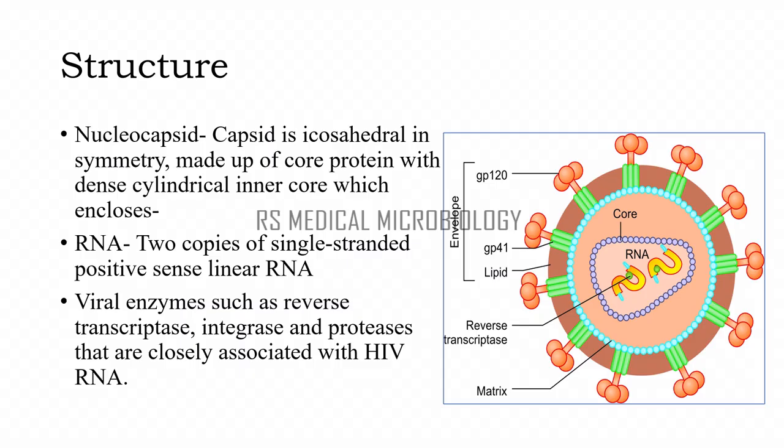First we'll talk about the nucleocapsid, which has icosahedral symmetry, and it has basically two major components. One is the RNA, which is two copies of single-stranded positive sense RNA, and it has the enzyme reverse transcriptase. Along with that, it has some integrases and proteases as well.